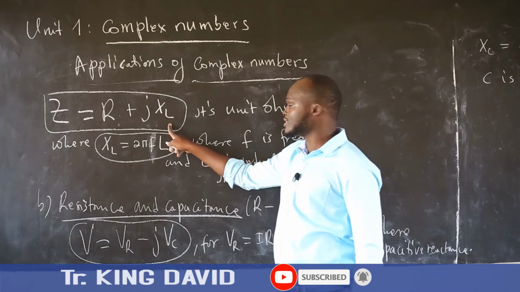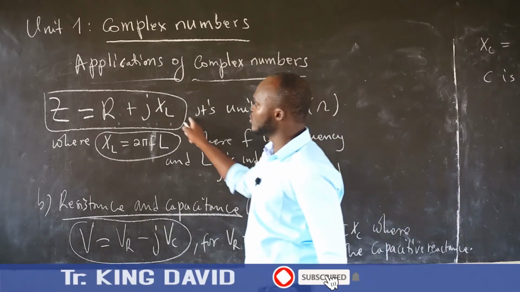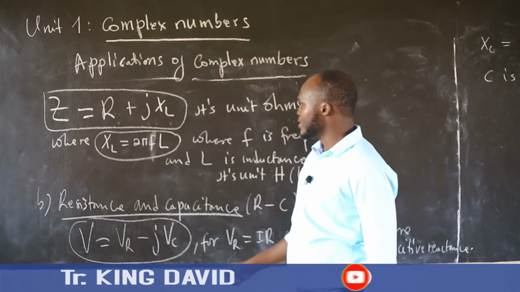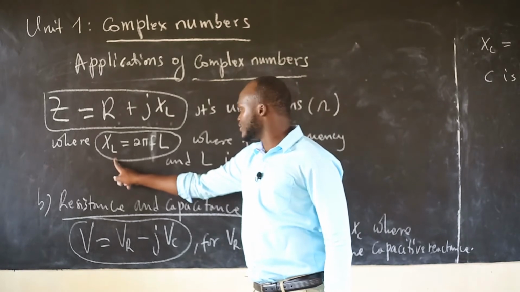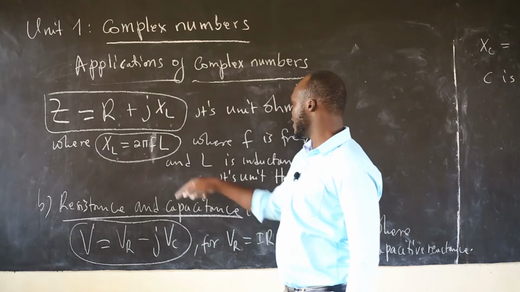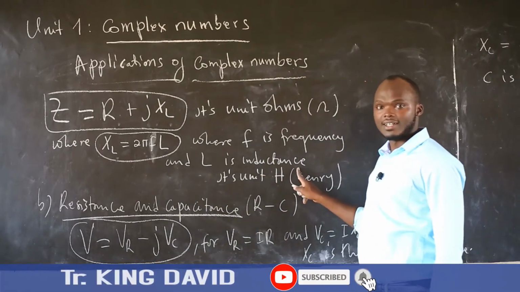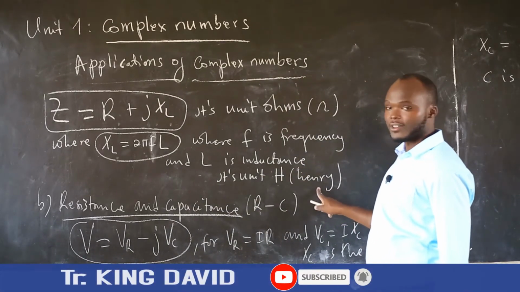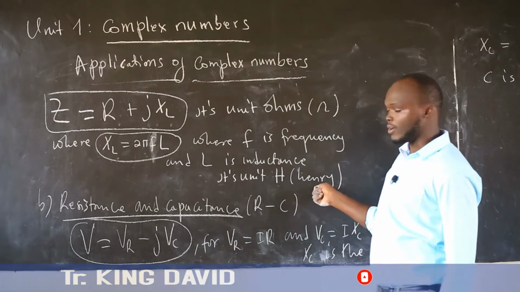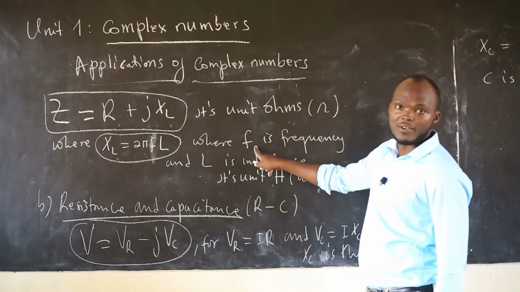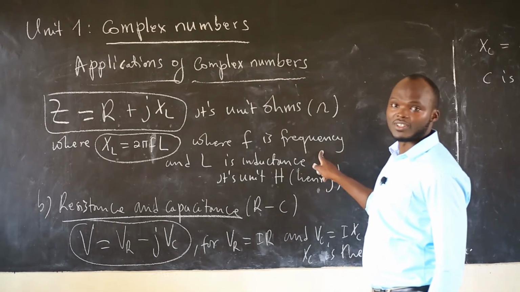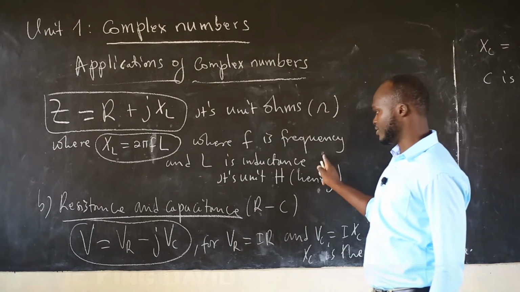After getting the impedance, which is equal to the resistance plus j times the inductive reactance, the unit of this Z, which is impedance, is ohms. The inductive reactance formula we have seen is 2 pi FL. L is inductance, and its unit is Henry, H. F is the frequency, and its unit is Hertz.